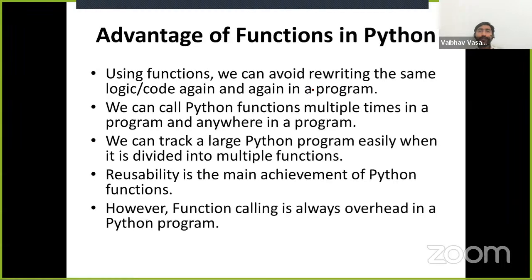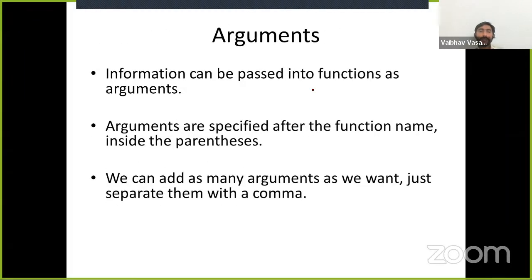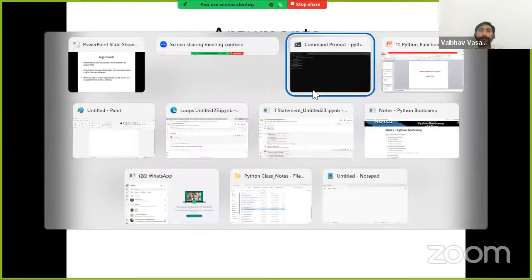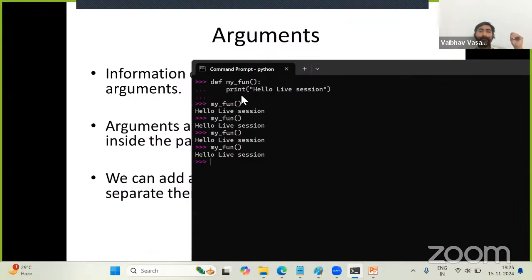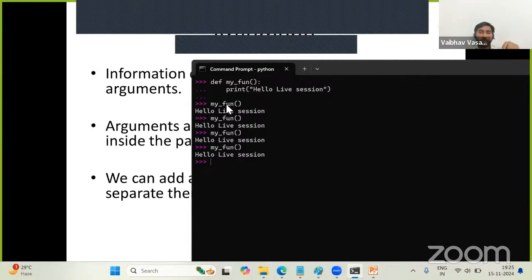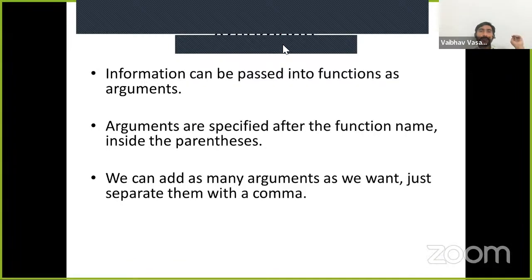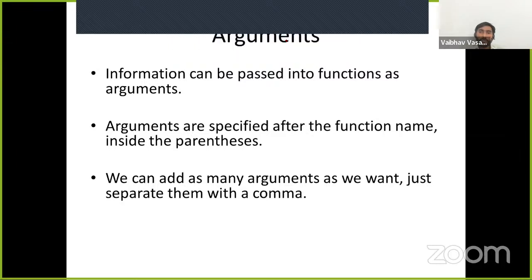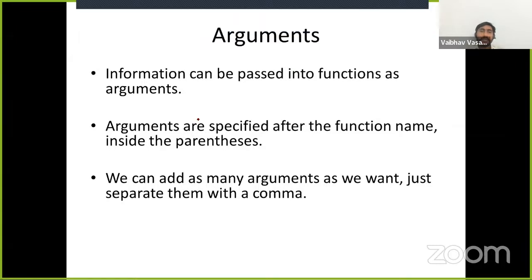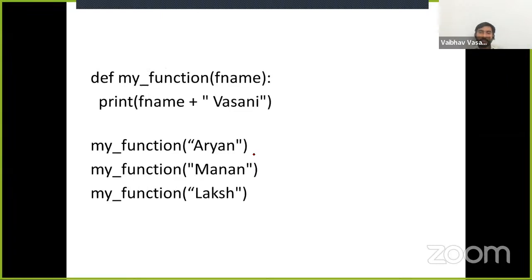Arguments. Now, when the function is there, we need to understand that we can give some input to that function. If you look at this particular program which I have written, I have not given any input to it. I have just called it, it does the printing, nothing else. But sometimes we need to give some inputs to these functions, and that is done with the help of arguments, or sometimes we call them parameters. These two words are used interchangeably, but there is a thin line of separation in their meaning. So arguments are specified after the function name inside the parentheses.